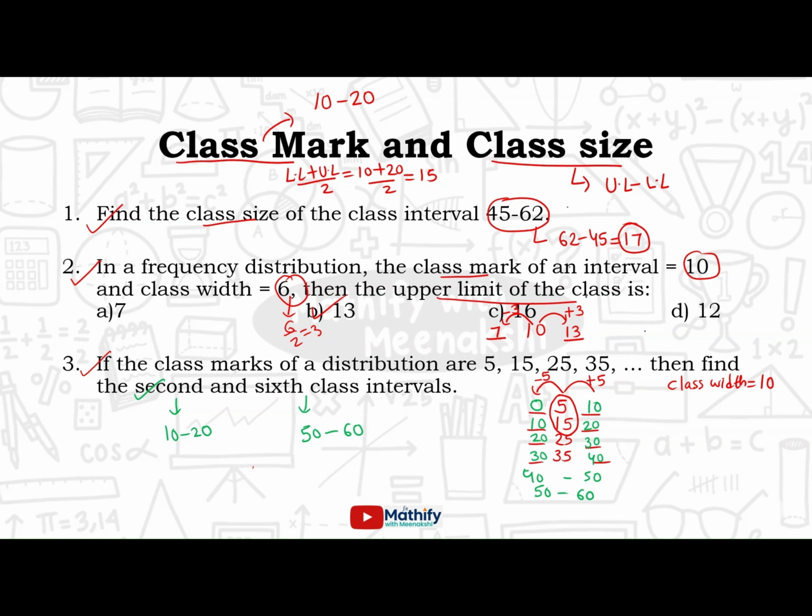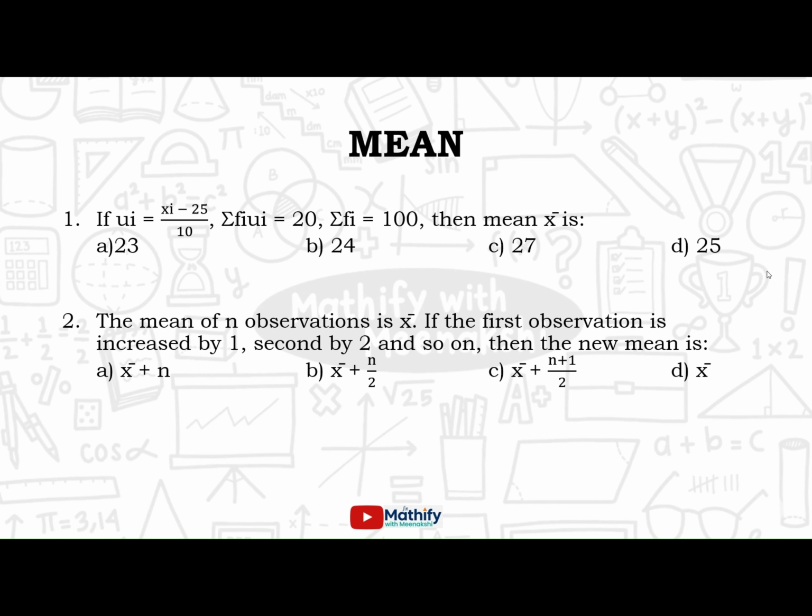Now let's move to second topic, mean. First question: if ui is equal to (xi minus 25) by 10, and summation of fi ui is 20, summation of fi is 100, then mean is? As you can see here ui, that means you have to use step deviation method here. Now what is mean in step deviation method? It is a plus h summation of fi ui by summation of fi.